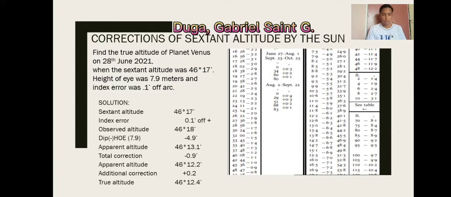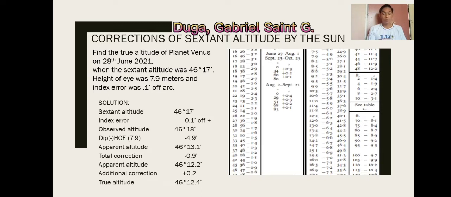Alright, so corrections of sextant altitude by the sun. Find the true altitude of planet Venus on 28th of June 2021 when the sextant altitude was 46 degrees 17 minutes, height of eye was 7.9 meters, and index error was 0.1 minute off the arc.